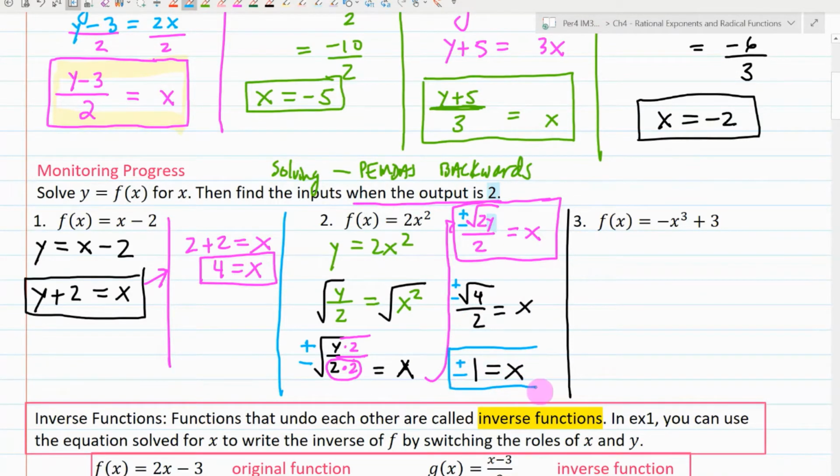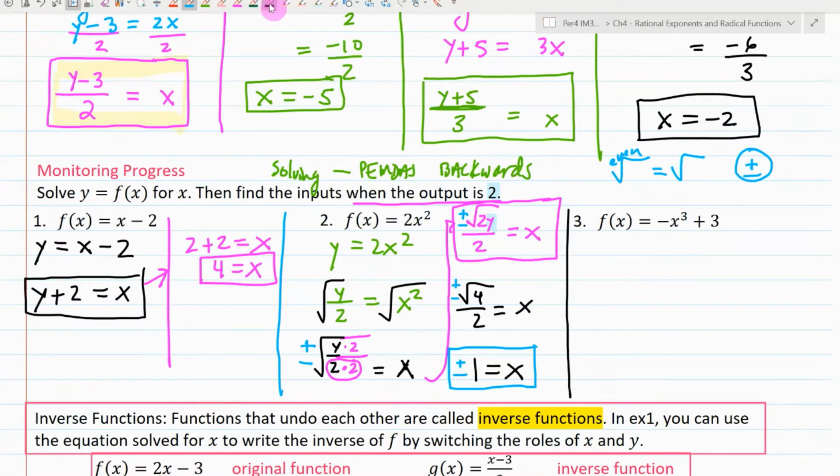So anytime you take a square root or an even numbered root of both sides of an equation, you must follow that with the plus minus. Okay, so those are only for even roots. So if you take an even root of both sides of an equal sign, then you need to include a plus minus in the answer.